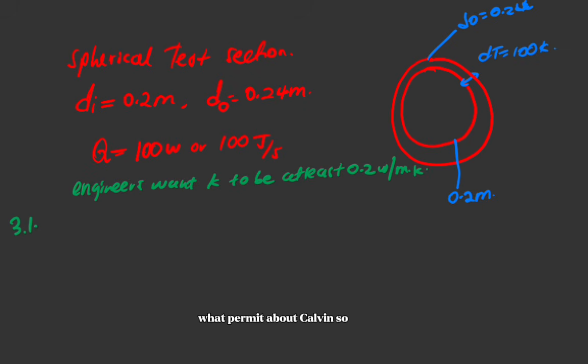Watt per meter per Kelvin. So your role now becomes to determine whether this kind of material will be suitable for what they want to do. So you need to find the thermal conductivity and compare it with what is being required.